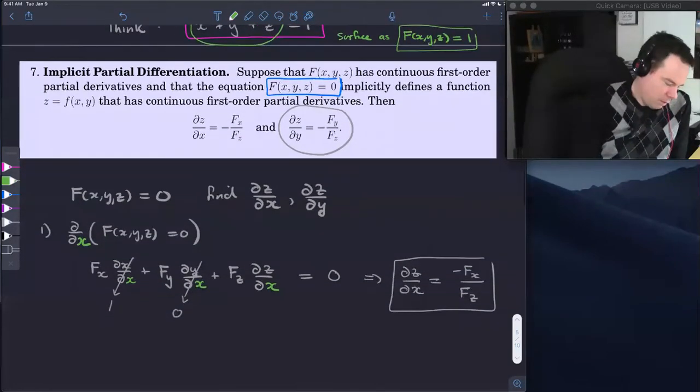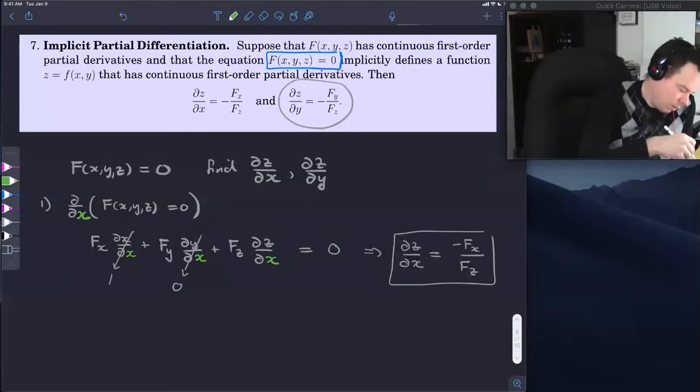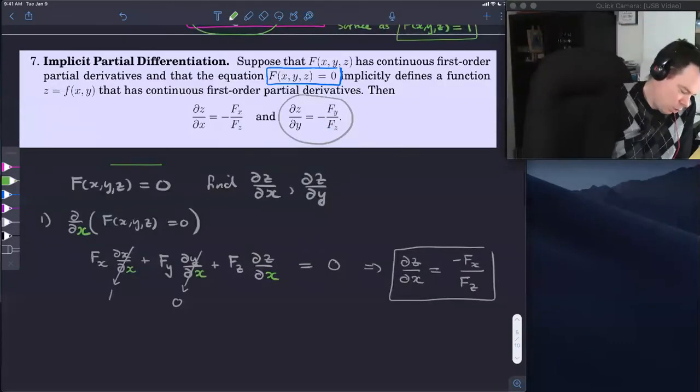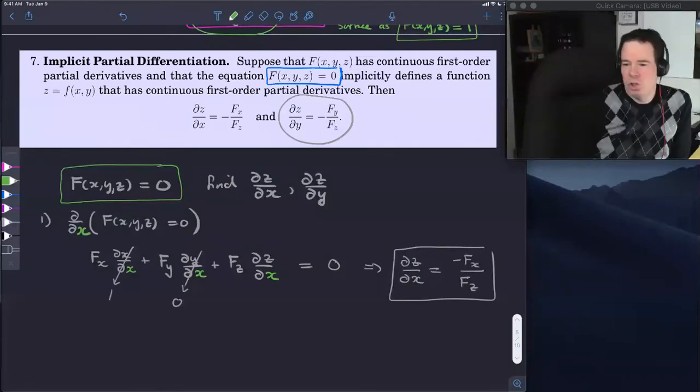Okay, so with this kind of object, what we're going to call a level surface, we're thinking of our surfaces now as a level surface of a larger object, and we can still get its derivatives. The way we do that, as we've calculated here, is we start with the equation that defines our surface, and then we just differentiate through.